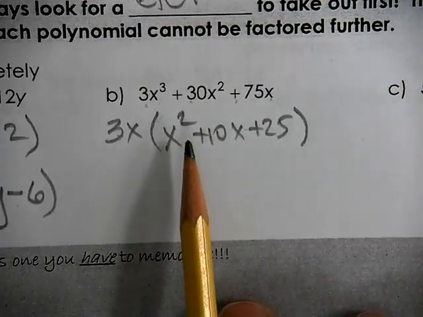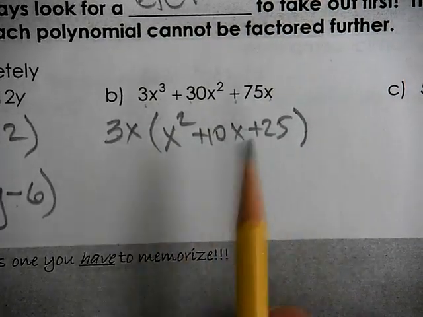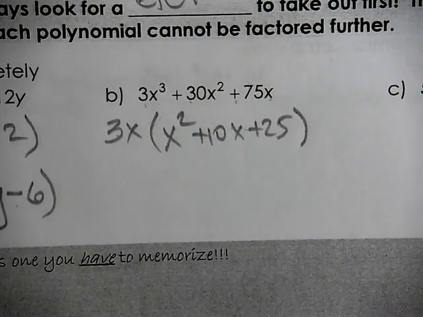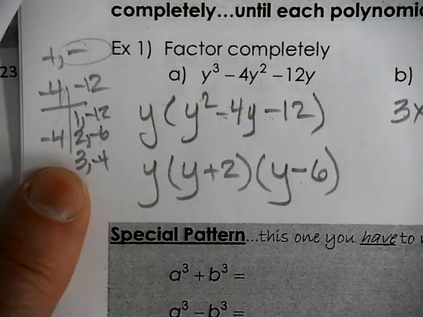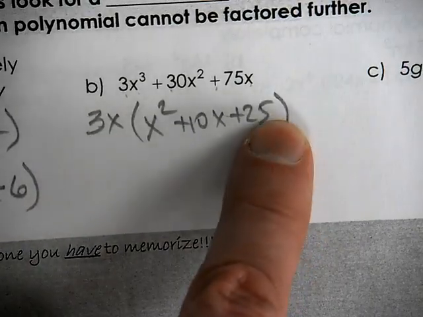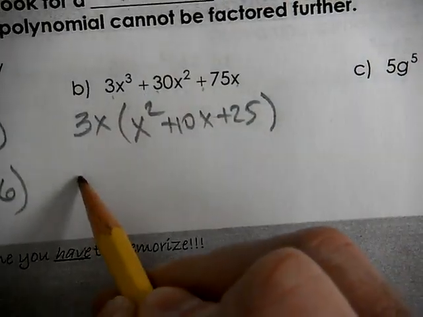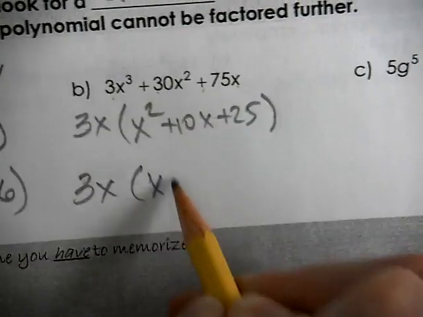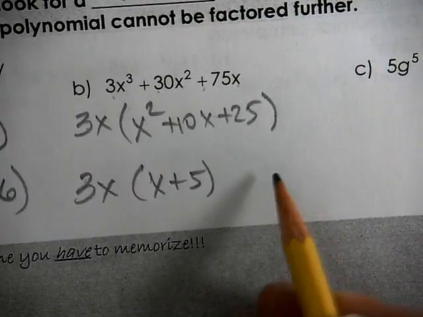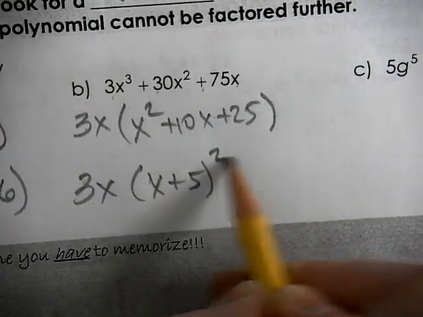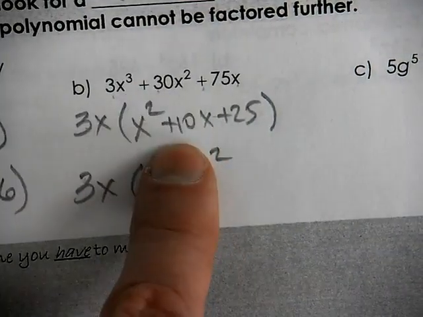Is this trinomial factorable? Not every trinomial is factorable, but is this trinomial factorable? Thinking about the same thing we did over here, what multiplies to be 25 and adds to be 10? x plus 5 and x plus 5. You could write it twice, but it's best if we write it as a square. That's a perfect square trinomial.